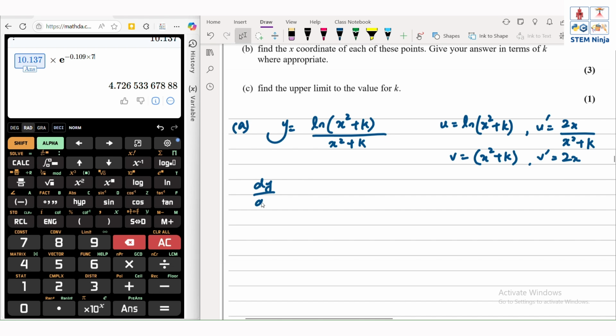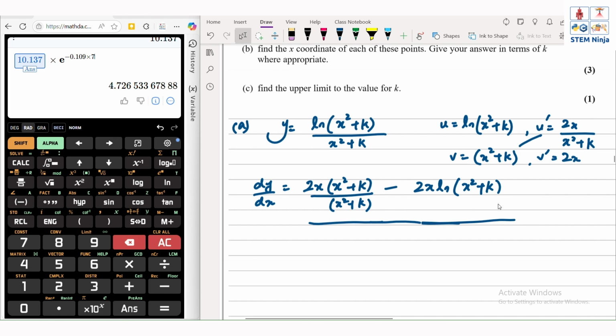So dy/dx. So quotient rule, uv prime. So 2x ln(x squared plus k). Oh, no. Sorry. Quotient rule: v u prime. So this first. So 2x over (x squared plus k), times (x squared plus k), minus u v prime, 2x ln(x squared plus k), whole divided by the square of (x squared plus k).